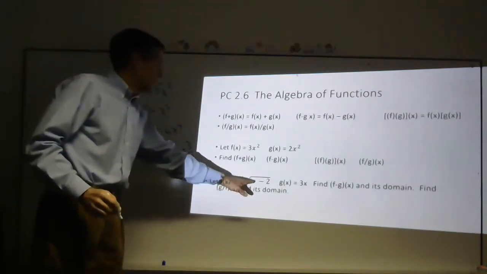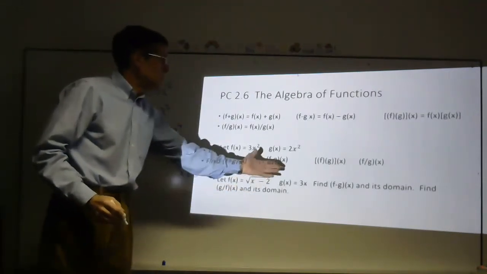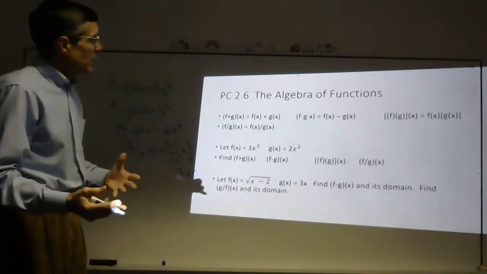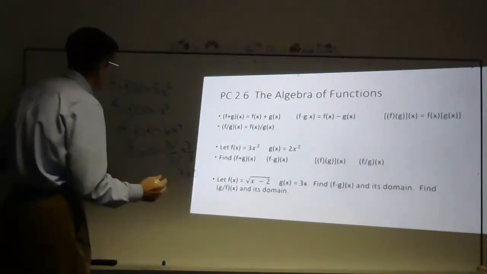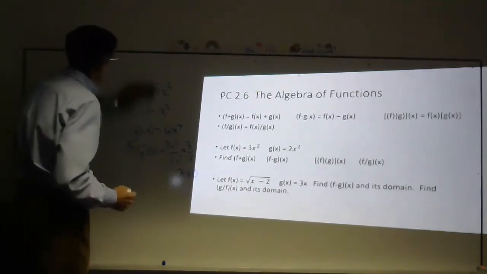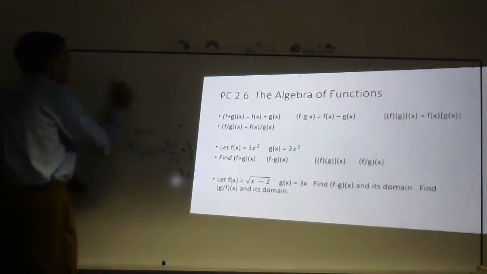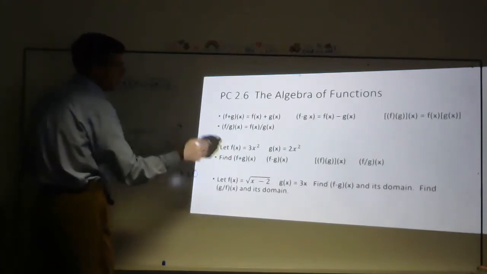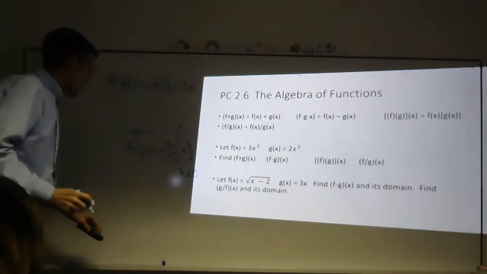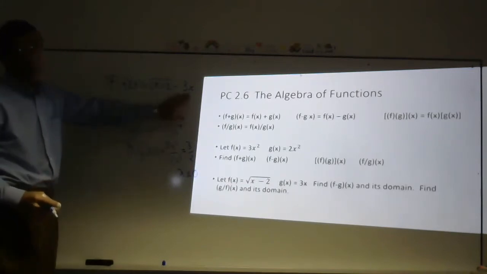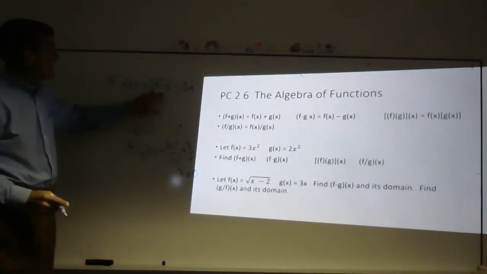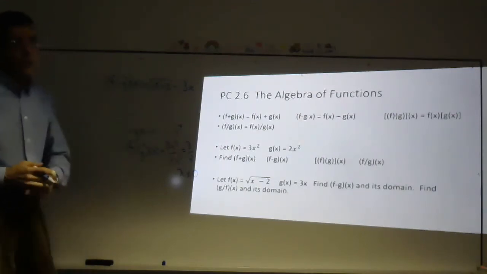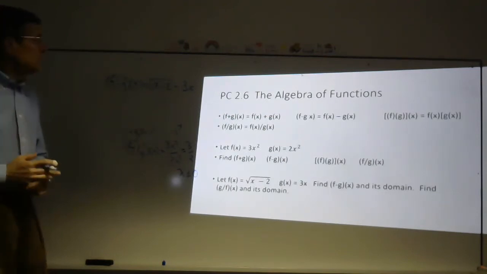How about this one? Let f of x equal the square root of x minus 2, g of x equals 3x. Find (f minus g)(x) and its domain. Okay, so (f minus g)(x) would be f of x minus g of x. Simply that. Now, what's its domain? x can be anything here, but you can't take square roots of negatives. All right? So x could be 2. 2 minus 2 is 0.